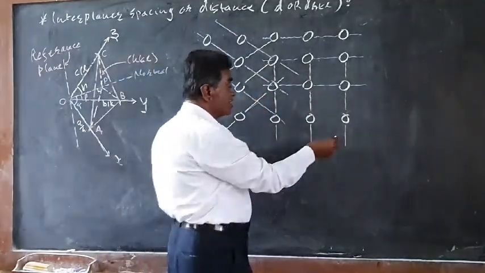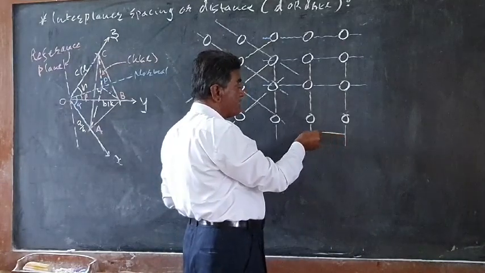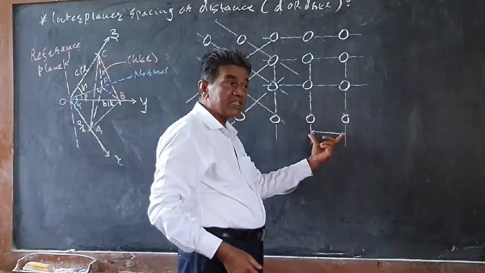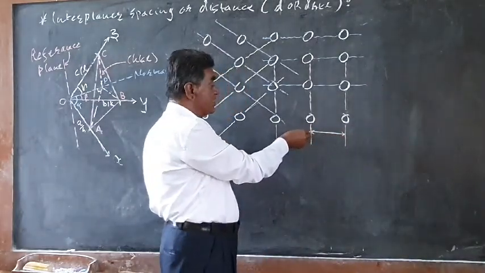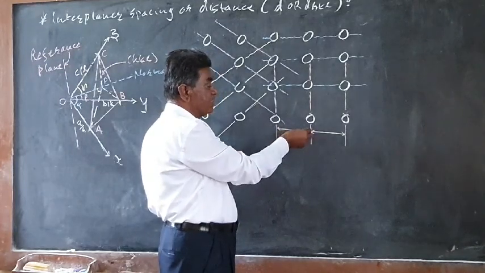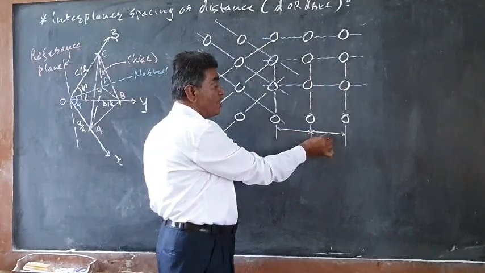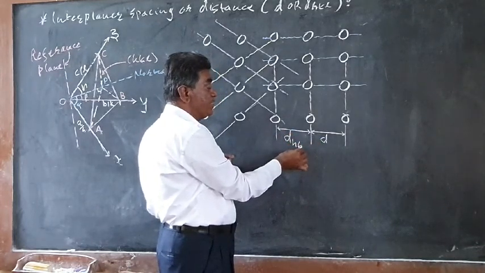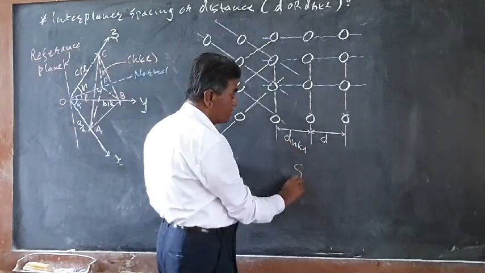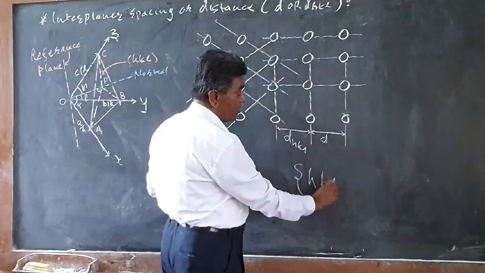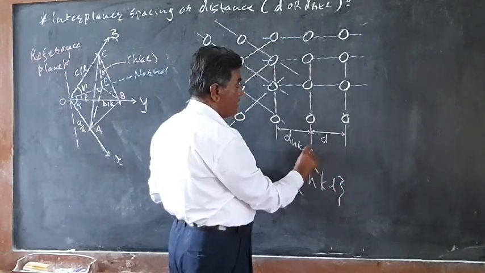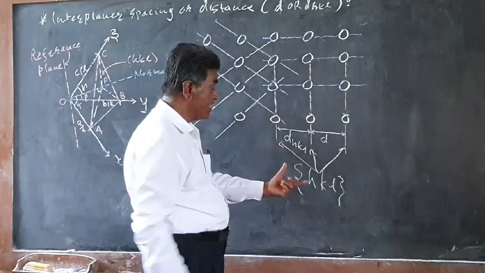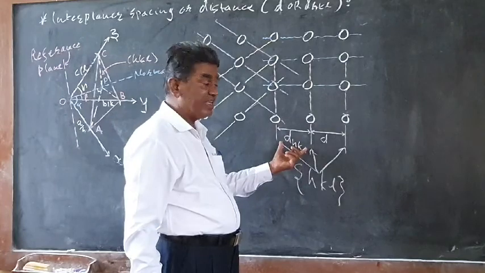The perpendicular distance between two successive parallel planes is known as the interplanar spacing. It is denoted by d, or it can also be denoted as d_hkl. d_hkl means the Miller indices of this set of parallel planes are given by hkl. So this set can be given by these Miller indices hkl, and then it is represented by d_hkl or d.